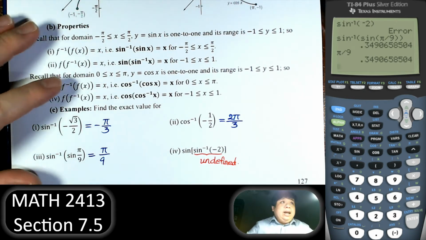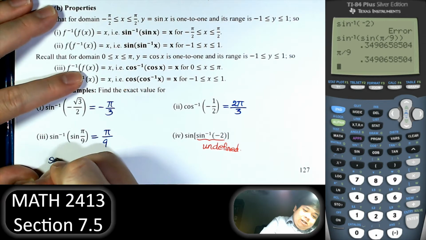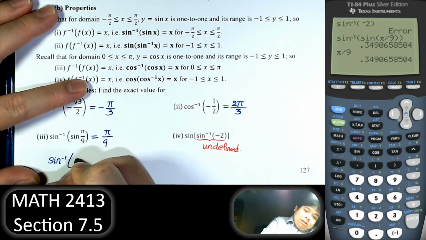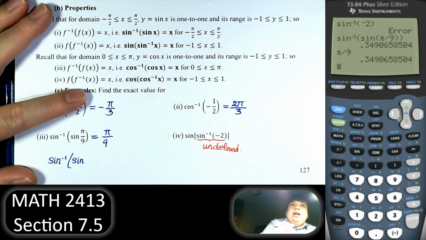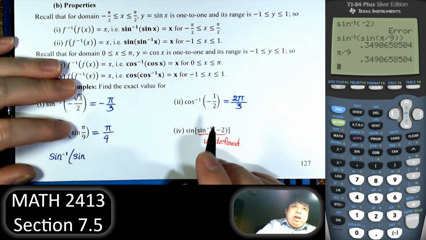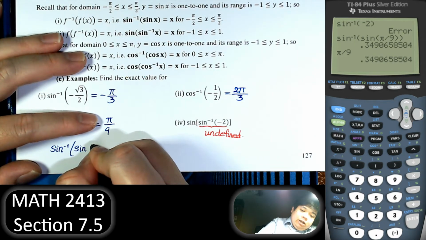Now, if we have something that is not in this range, for example, 4 pi or 2 pi over 3.